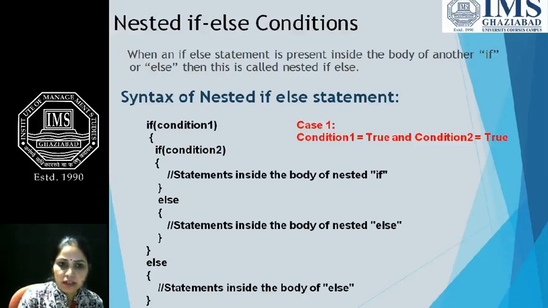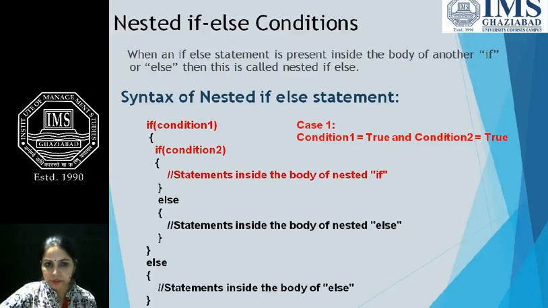I have case 1. In case 1, I have condition 1 as true and condition 2 as true. So this is the scenario. My condition 1 is true, that means I'll go to the if block. Now again my condition 2 is also true, so I'll move to the inner if block, and in the inner if block I have the statements inside the body of the nested if, and these statements would be printed. I hope it is clear now that if condition 1 and condition 2 both are true, then these statements would be executed.